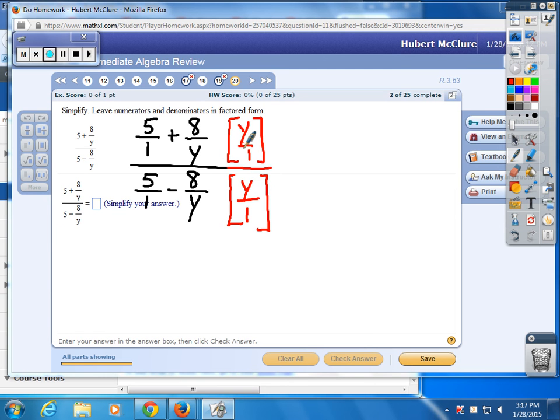So put a baby step in here. y/1, y/1, y/1, y/1. I do this with all my algebra classes. Whenever I show this, I always put the baby step in here. That way, hopefully, people won't get lost.